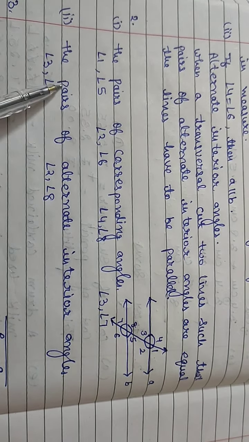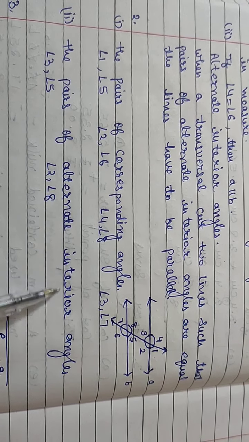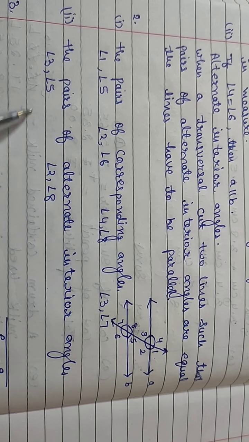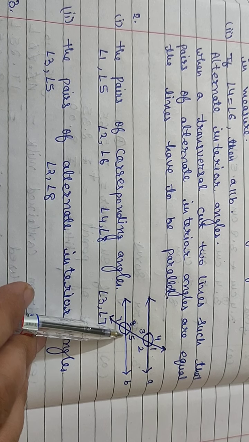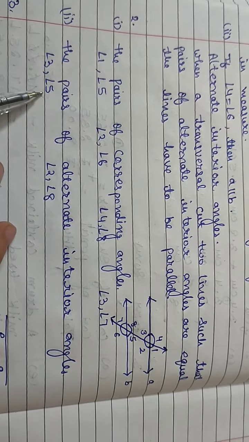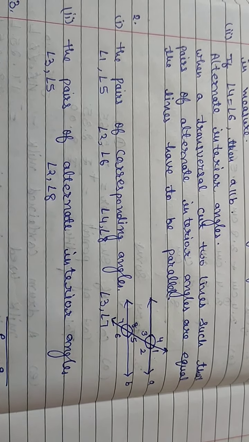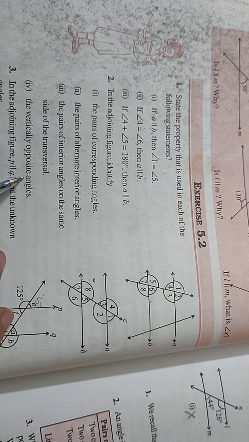Next part is the pair of alternate interior angles. Alternate and interior. Interior means inside. So you have to find alternate interior angles in it. Now angle 3 is alternate to angle 5, angle 2 is alternate to angle 8. So angles 3 and 5 are one pair, angles 2 and 8 are another pair. Third and fourth parts are for your homework.